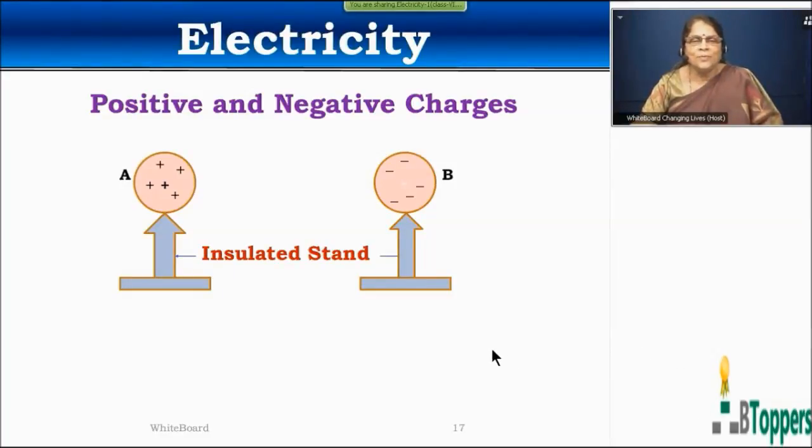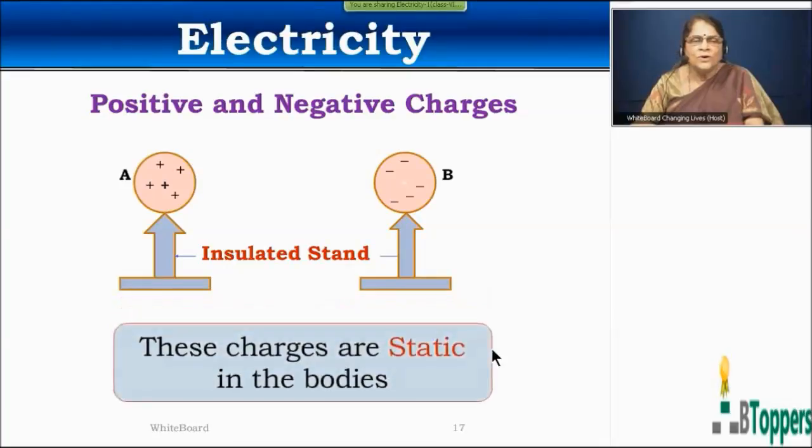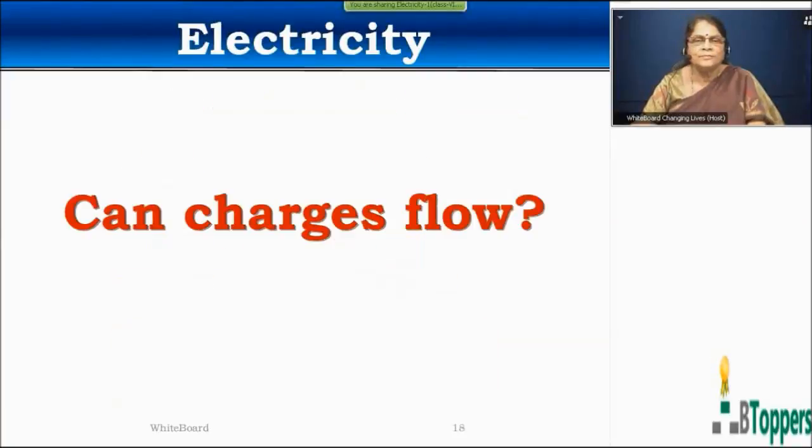We are observing that the charges are contained within the body and they are not moving at all. The charges of the body A are within the body A and the charges of the body B are within the body B. So these charges are static, they are not moving, therefore they are said to be static in the bodies. But are charges always static? Can charges flow? Yes, they can flow, provided a path is there for the charges to flow. When a path is provided, then charges flow from one body to another body. Let us study the flow of electric charges now.